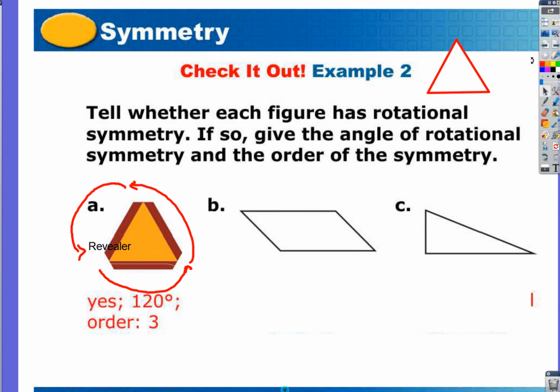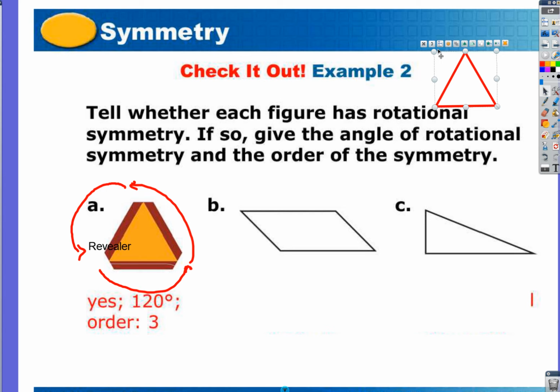Have I made a full turn yet? No. Does it look the same as when it started? Yes. So that's 2. Finally, have I made a full turn yet? Yes. Now I have, and now it looks the same as when it started. So how many times, within that full circle, did it look the same? 3. So what you're saying is you're just trying to see how many times it matches for a full circle.